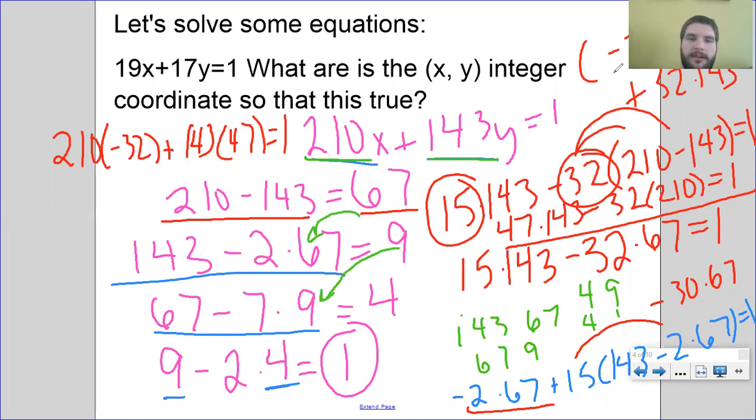And here's why we had 67. This is why the 67 and 9 are there. And then here's where the 9 and 4 came in. And once we hit 1, we know we're gold. If we hit 0 or something like that, that means that these weren't relatively prime to begin with.